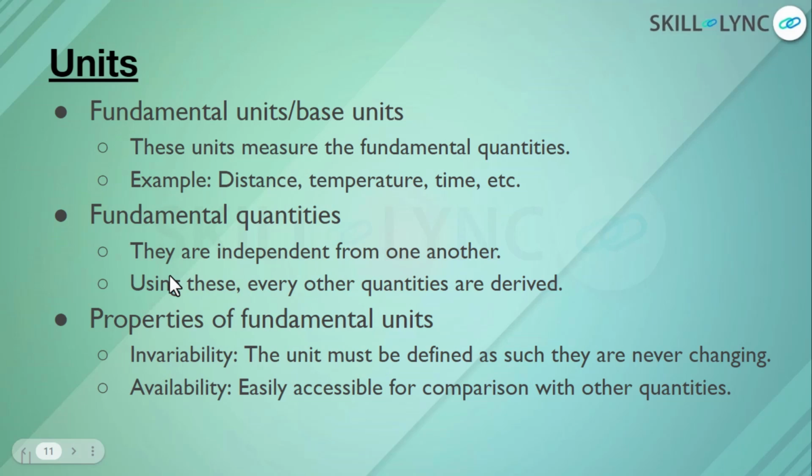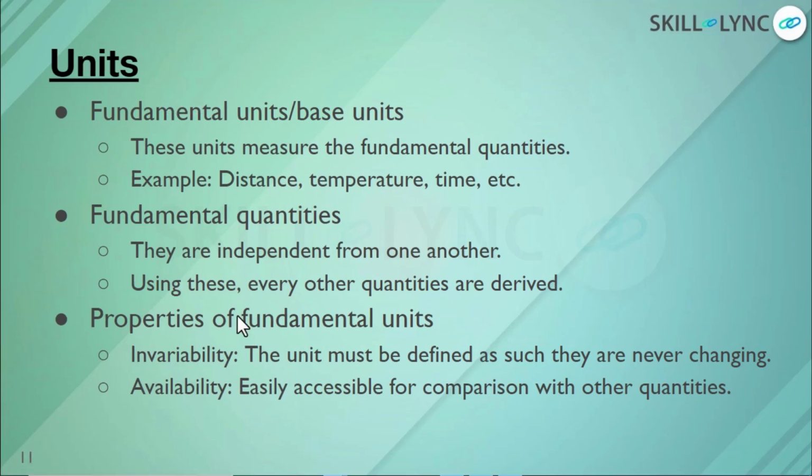Further, we are going to study the properties of fundamental units. The fundamental units basically should have two properties. The first property is invariability and the second one is availability. Let's get to know what invariability and availability are. Invariability: the unit must be defined such that it is never changing. Availability is defined as the units must be easily accessible for comparison with other quantities.